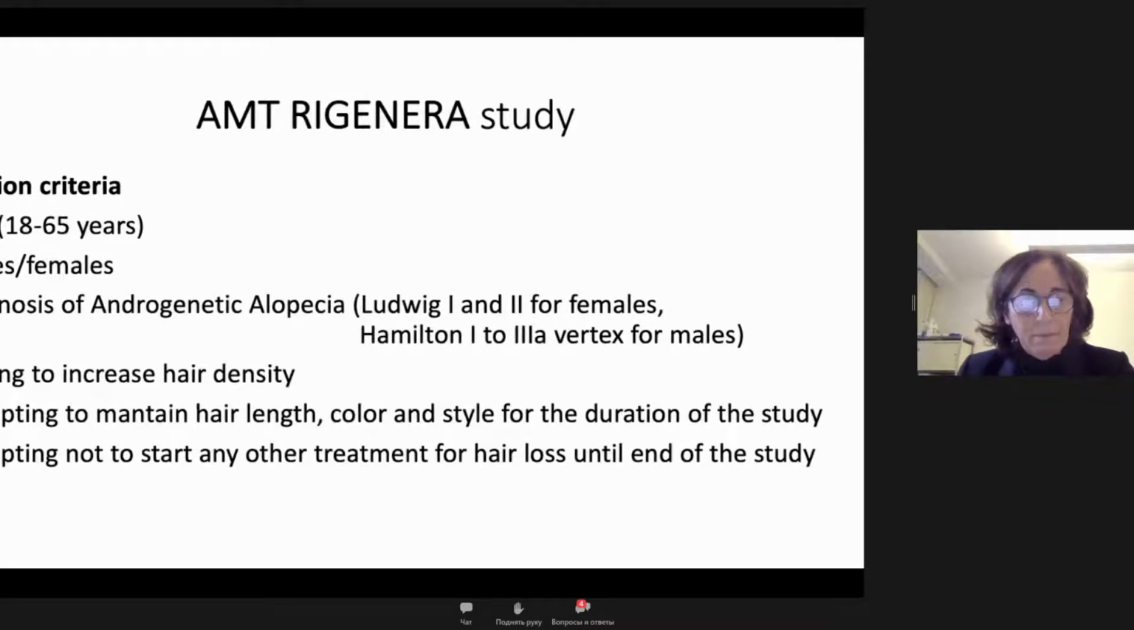We enrolled patients affected by mild androgenetic alopecia of Ludwig 1 and 2 for females, and Hamilton 1, 2, 3 vertex for males. All the subjects, of course, were willing to increase hair density and accepted to maintain hair length, color, and style for all the duration of the study, and accepted not to start any other treatment for hair loss until the end of the study.